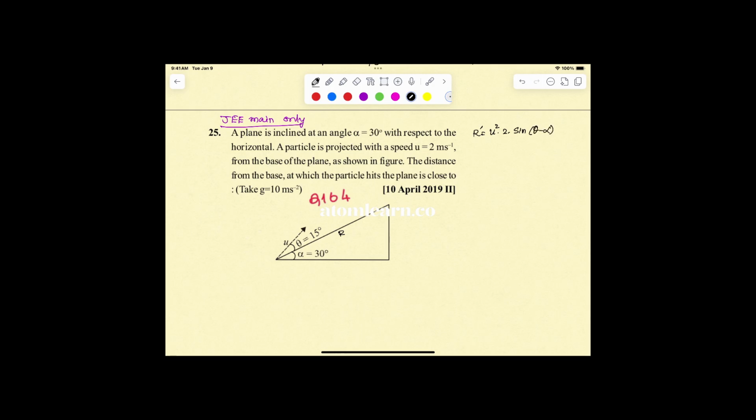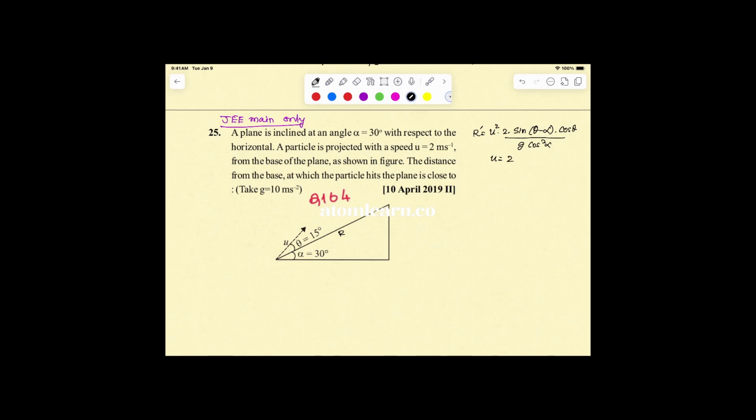Theta is the angle of projection with reference to horizontal. Alpha is the angle of the inclined plane. The formula is R' = u² cos θ sin(θ − α) / (g cos² α). Now here let us put in the values which are given.